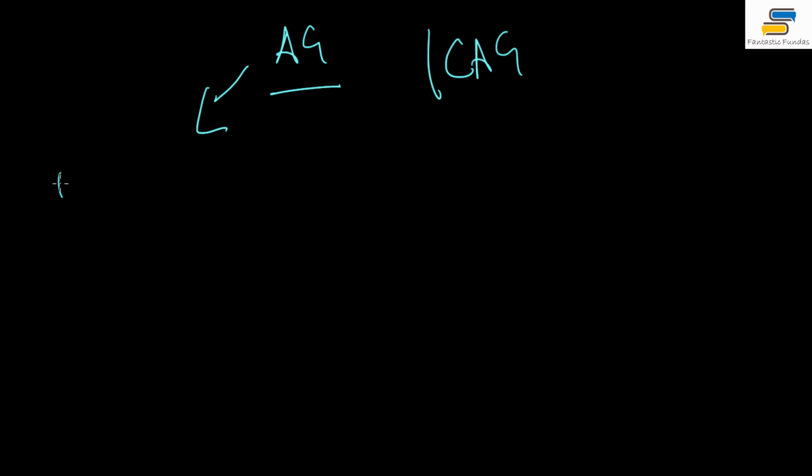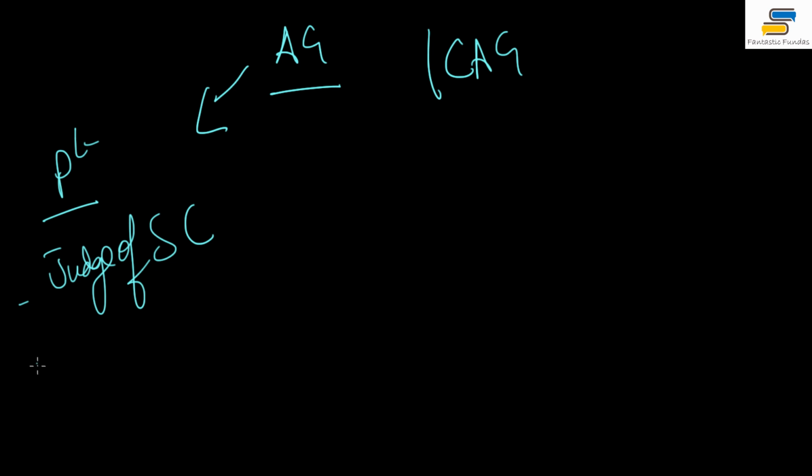The Attorney General is appointed by the President of India, and he is provided for under Article 76 of the Constitution. His qualification is that he should be a person qualified to be a judge of the Supreme Court. That's the minimum qualification. He is the topmost chief legal advisor of the government.